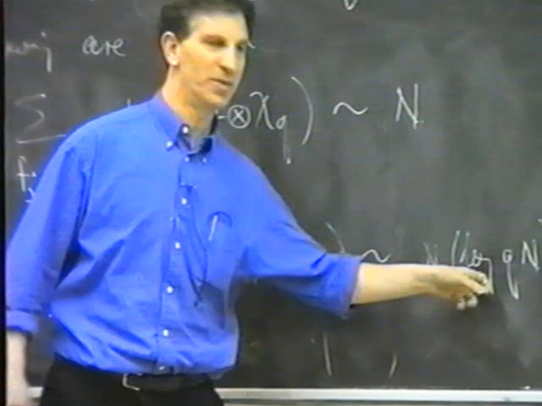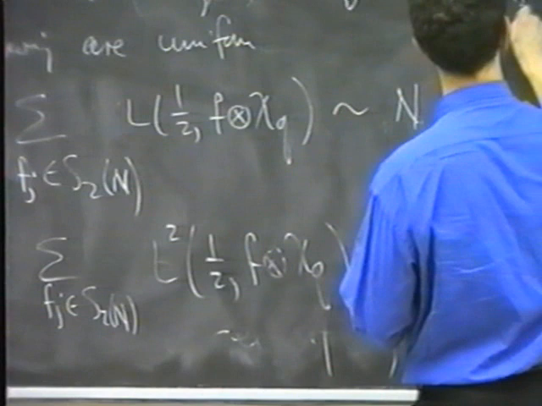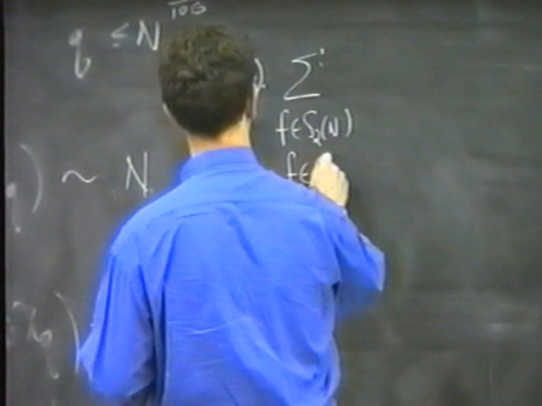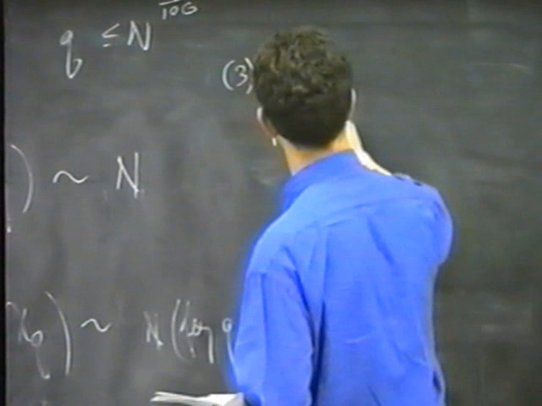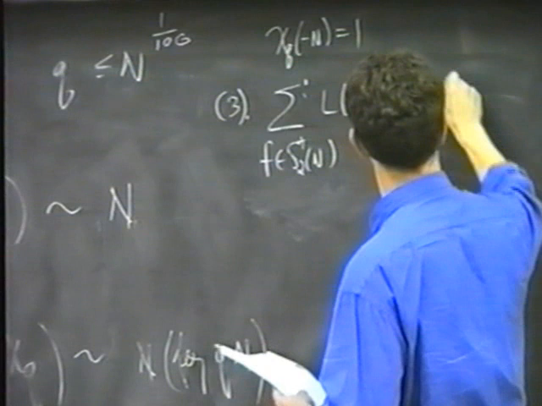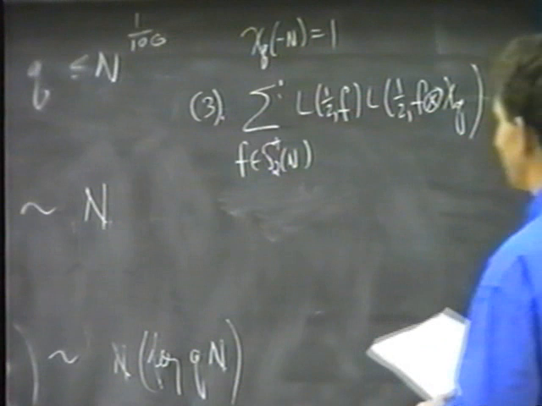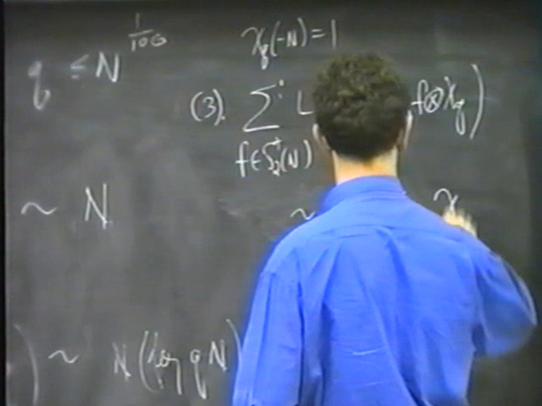And the third one, which is going to be the way we connect to attack this equals zero, is the following. I'll write it here, 3. The sum of f in S to n, let's assume chi q minus n is 1, this is crucial. L at a half of f times L at a half of f twisted by chi q. So I'm now mixing the one with the trivial character with the supposed bad Siegel zero, but these have nothing to do yet with the Siegel zero. This is uniformly asymptotic to n, and here comes my favorite number, L(1, chi).